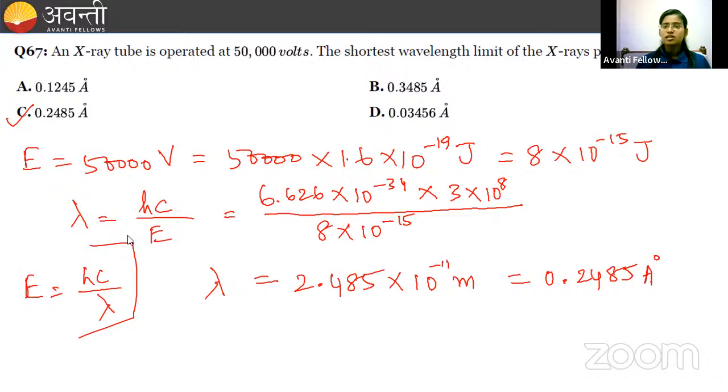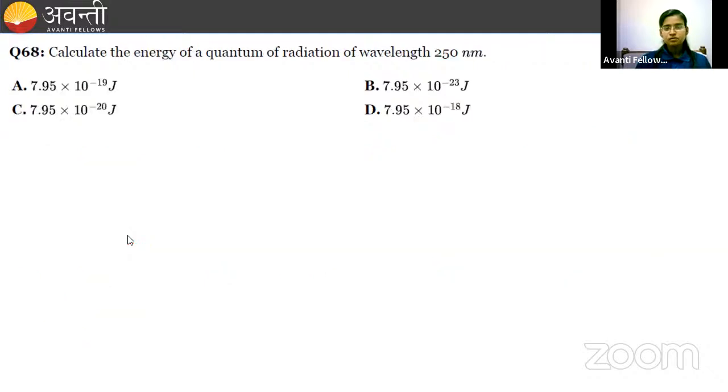All right. We are asked to find out the shortest wavelength limit of the X-ray produced. The wavelength is coming out to be option C for this question. Clear? You just have to concentrate on the unit conversions. So that is very important to get the correct answer. Okay. Now coming to question number 68.